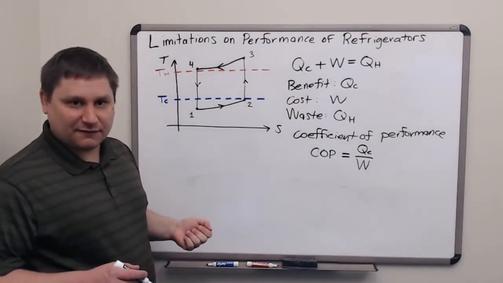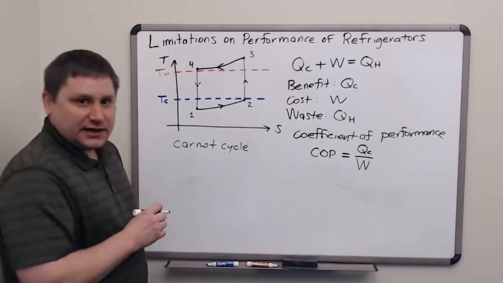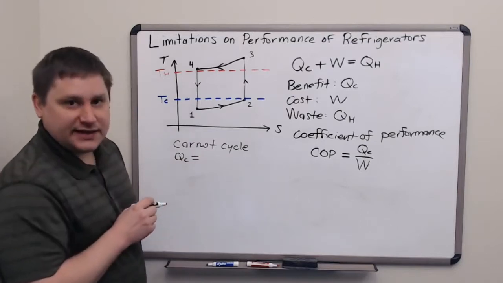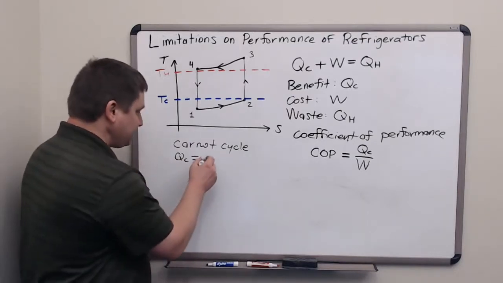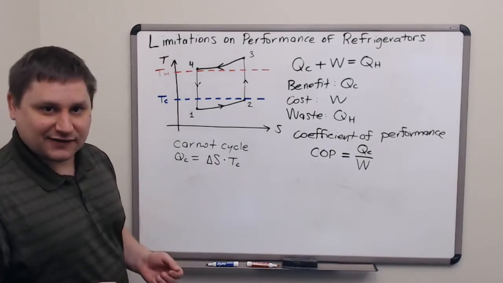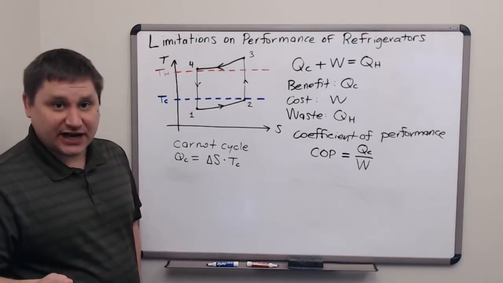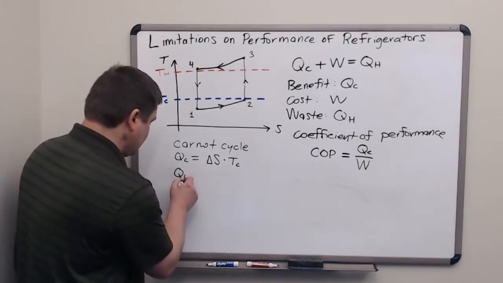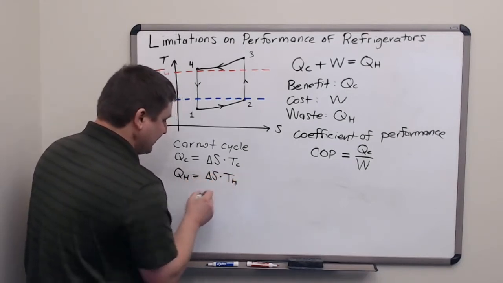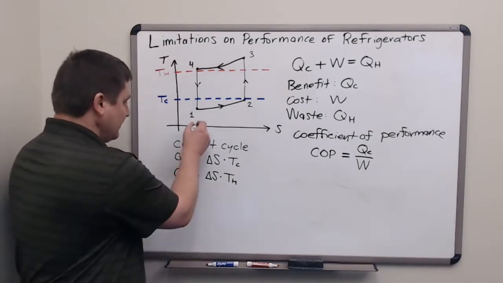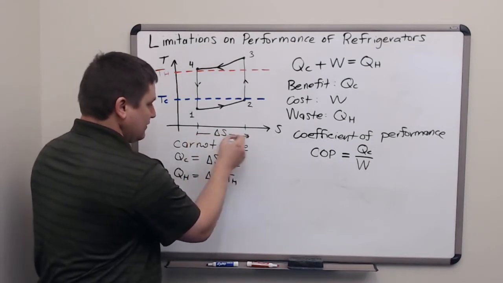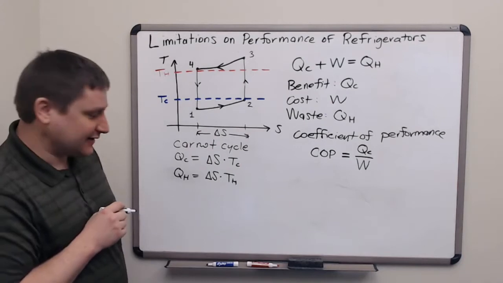Let's calculate the coefficient of performance for a Carnot cycle. In the Carnot cycle, the heat absorbed from the cold reservoir is equal to the change in entropy of the cycle times the temperature of the cold reservoir, because that process is isothermal. The heat ejected to the hot reservoir is equal to delta S of the cycle times TH, because that process is also isothermal. So delta S here is positive in both formulas. It's just the overall width of the Carnot cycle on the entropy axis.